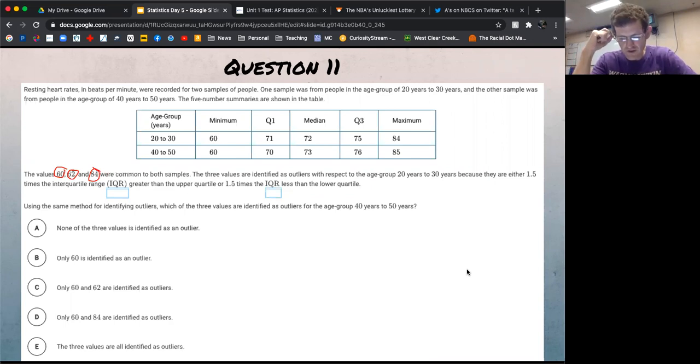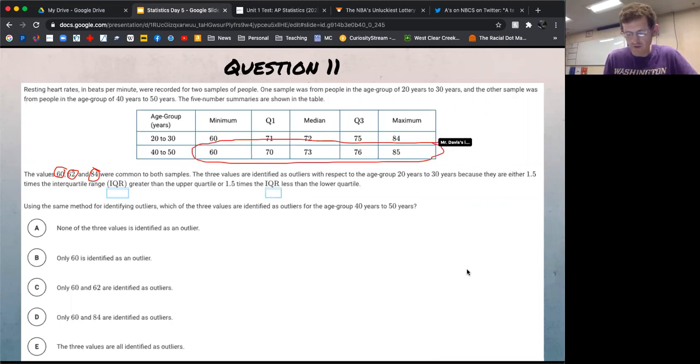The 3 values are identified as outliers with respect to age group 20 to 30 years because they are either 1.5 times the interquartile range greater than the upper quartile or less than the lower quartile. That's our standard definition of outliers that we're familiar with. Using the same method, which of those 3 values would be an outlier for the other group, 40 to 50 years? So what we need to do is figure out where the fences are for our 40 to 50 group. That's really all it's asking us to do.